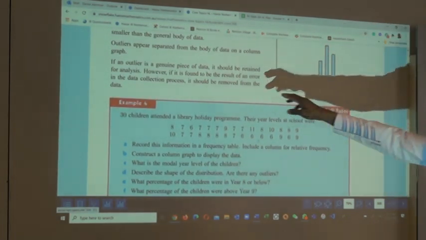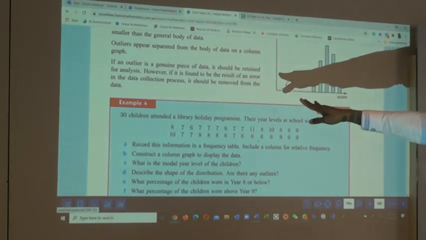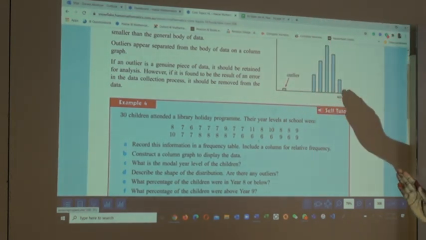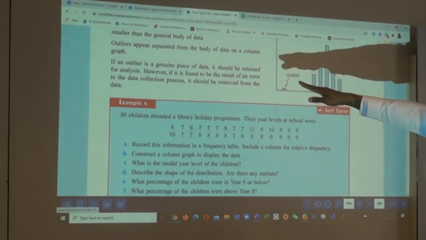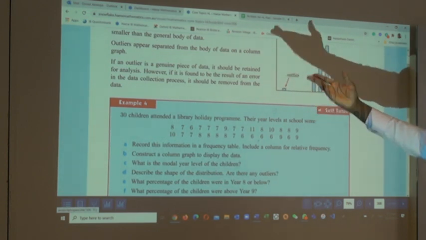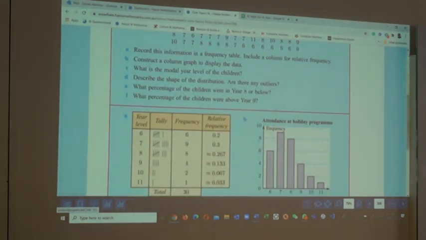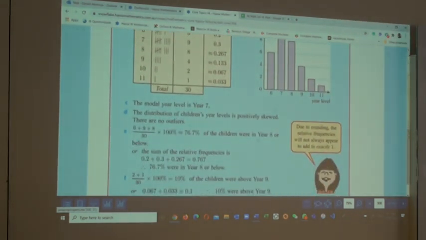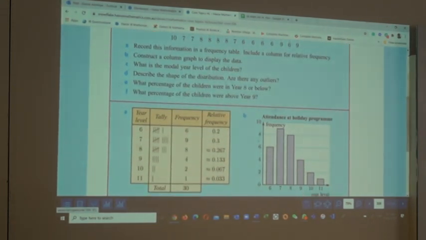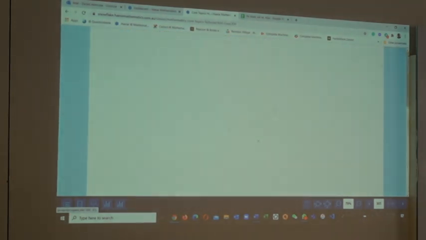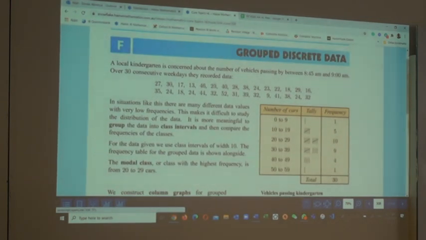And you can see there's an additional information here which I love so much. If the outlier is a genuine piece of information, it should be retained for analysis. When that happens, I'll let you know later. However, if it is found to be a result of an error, then there's no point. Okay? Just have that in mind. We don't want to waste too much time. I'll send you a screenshot of this if you need to, but there's no need to. What percentage? These are some of the things you did in IGCSE days, so there's no need to waste time. So I've brought two of these. Two of these are included.